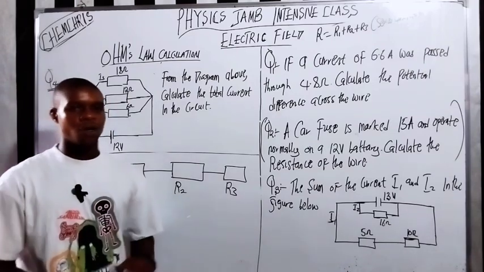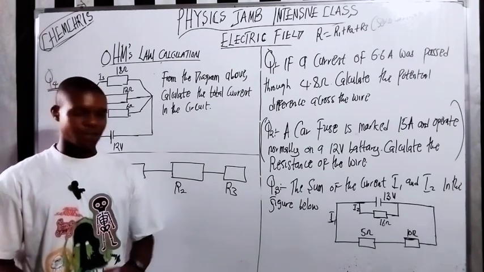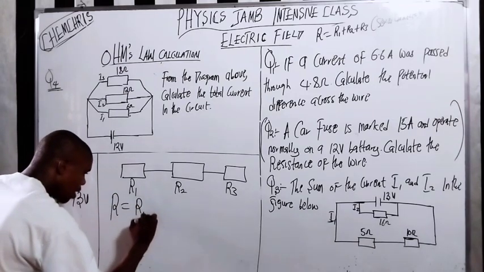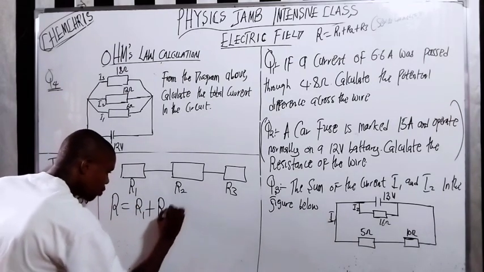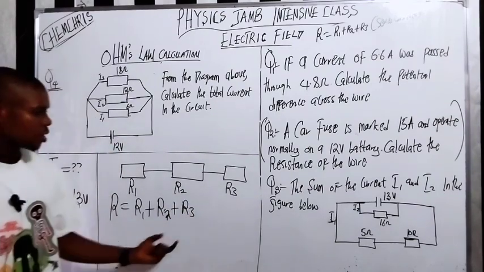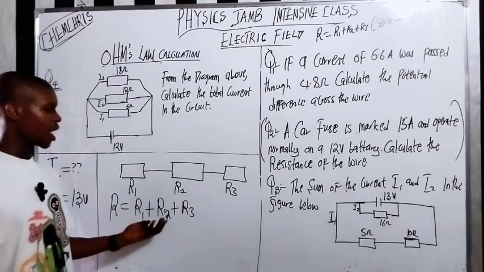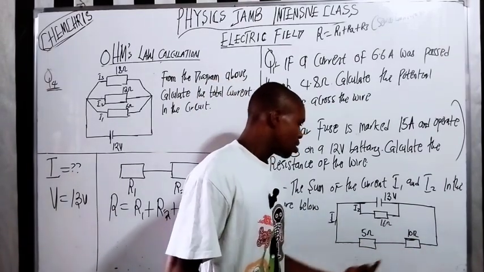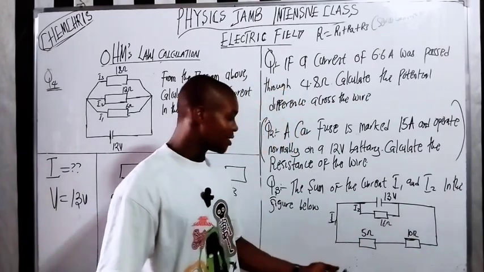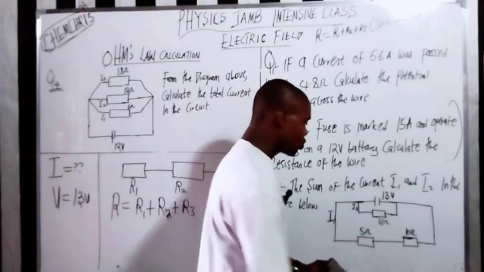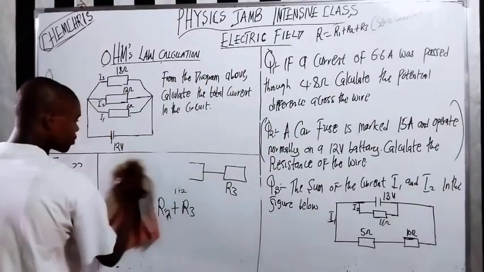So how do you get your equivalent resistance or total resistance here? My total resistance R is R1 plus R2 plus R3. Do you understand? So if you check it very well, these two are connected in series connection. So when you add them together, we can just add.